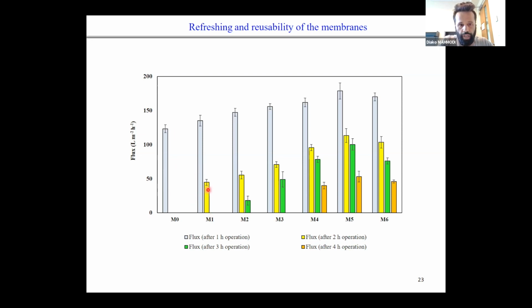And then for M1, the treating process increased to 2 hours. And for M2, 3 hours, M3, 3 hours, and for M4, M5, M6, we got the best result. The filtration process reached 4 hours, which means these membranes M4, M5, and M6 showed the best performance for regenerability.